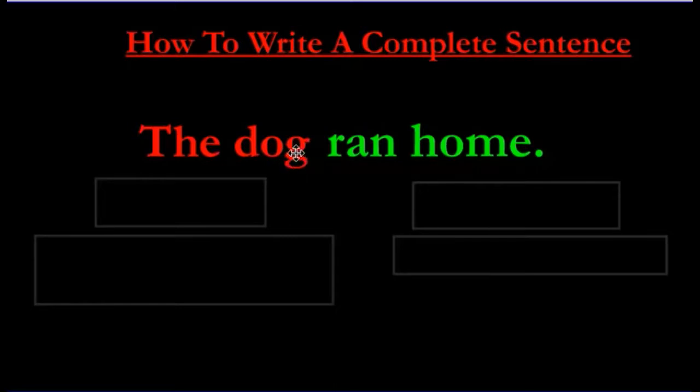Well, what if I put a period at the end, the dog, with a capital at the beginning and a period at the end? Is that a complete sentence? Nope, because it's still not clear what you're trying to say. Okay, you're not telling me anything about the dog. You're just saying the dog.